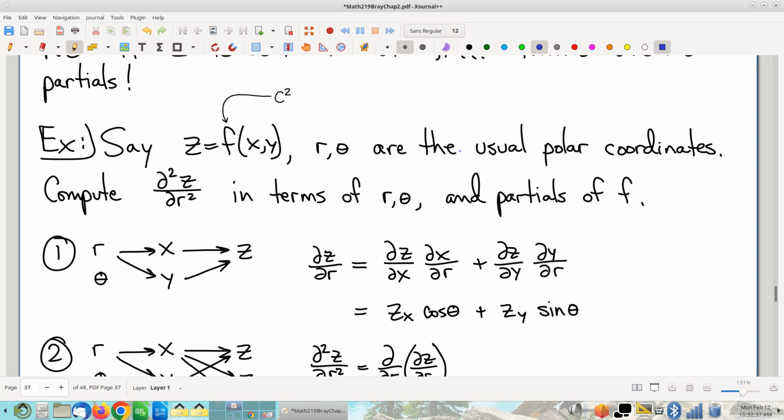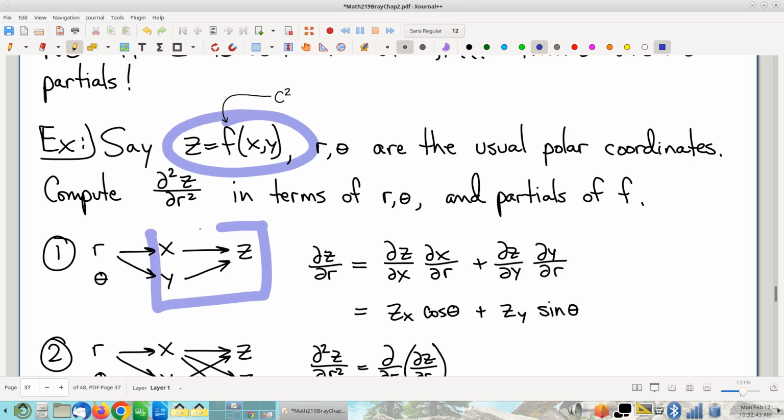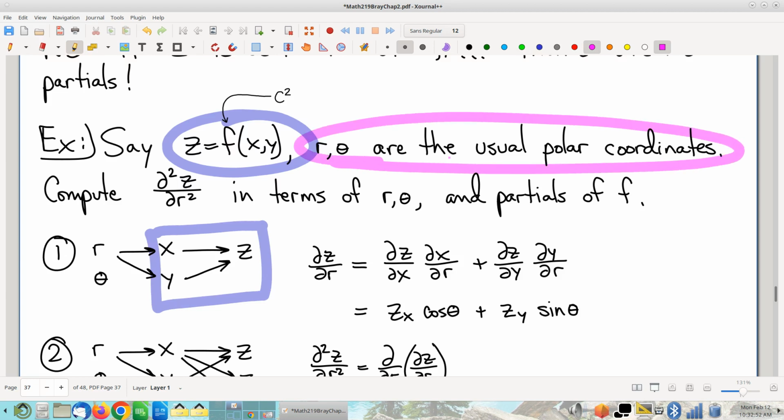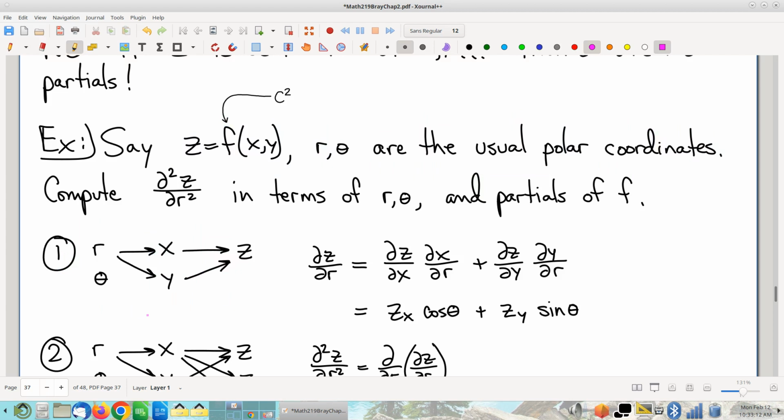So here's the idea. Suppose we're given some nice function where z is a function of x and y, centered on my diagram. And then suppose I also think about the polar coordinates r and theta. Now let's remember what that means. Polar coordinates means that x and y are functions of r and theta. Right? And that's how we choose to look at them anyway. So all of a sudden I have a composition of functions, and with this composition noted, we ask the question: let's compute the second partial of z with respect to r.